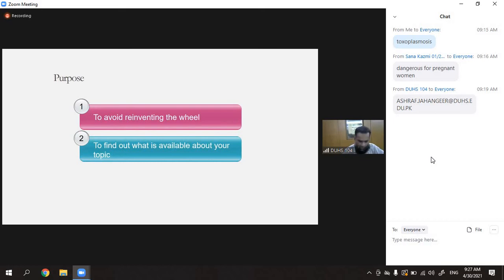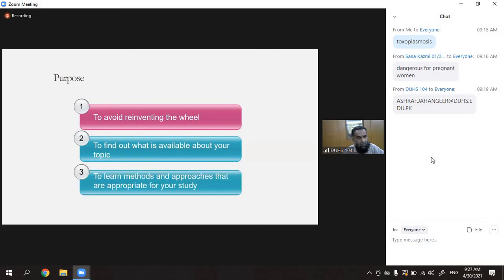By doing literature search, you will know what has been done and what you should not do and what you should do, and you will learn new methods and approaches.